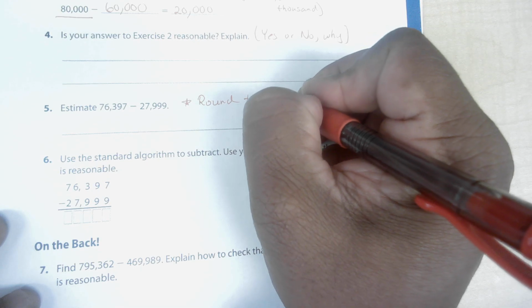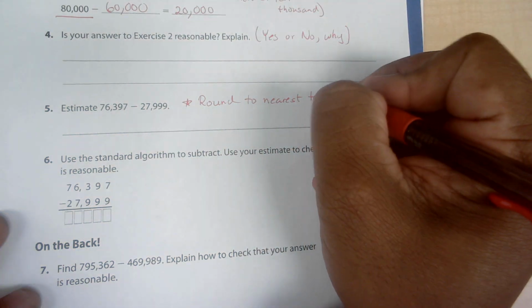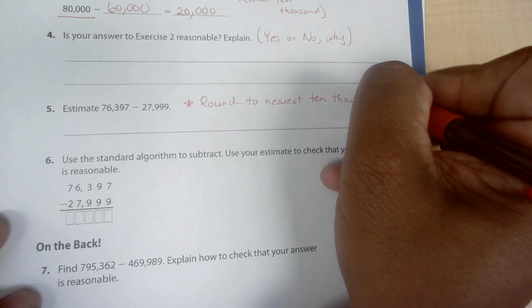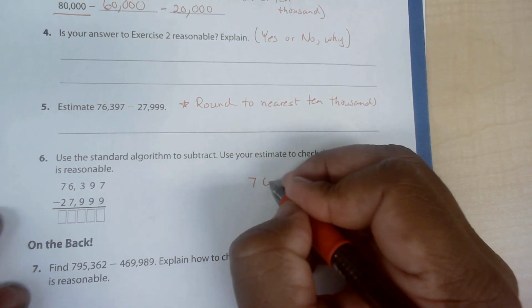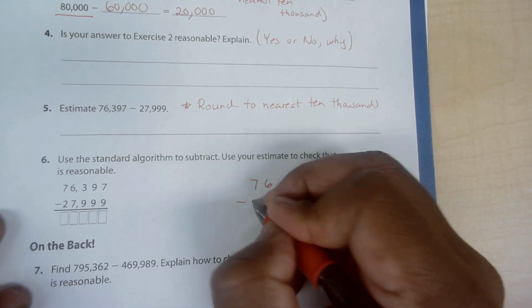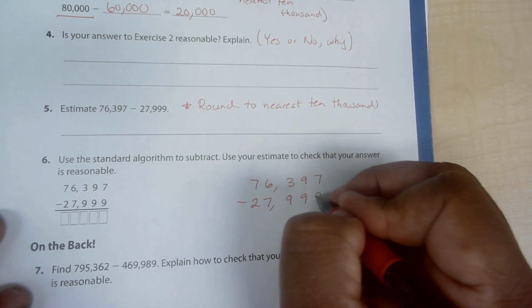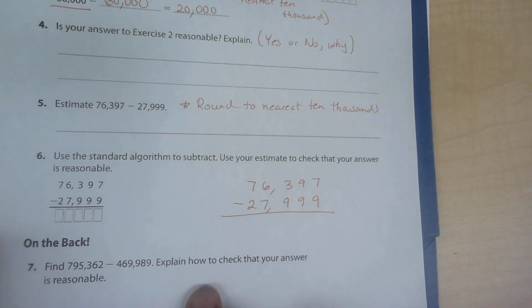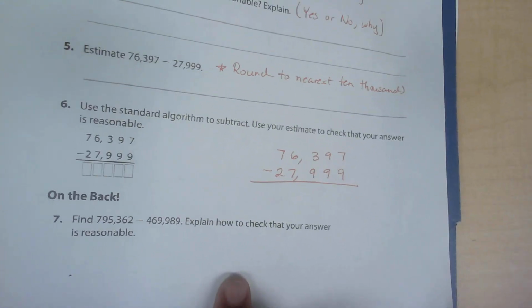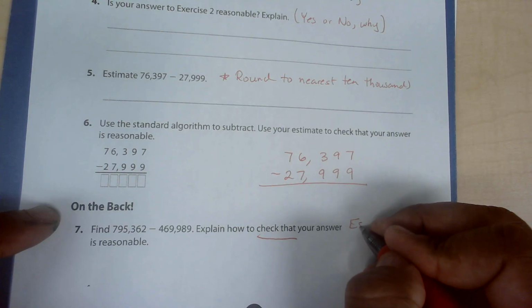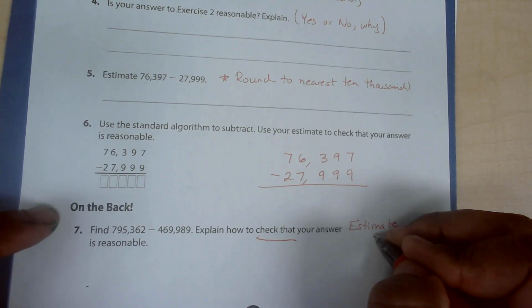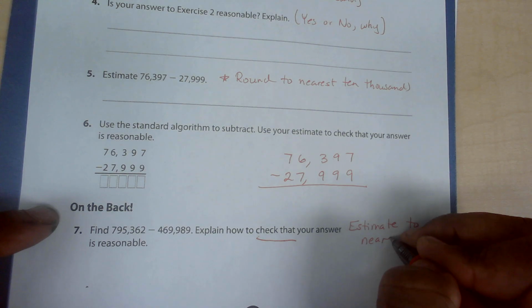Don't forget, you're going to round to the nearest 10,000. Then you subtract using the standard algorithm. If you don't like it like this, sometimes it's better to rewrite it, especially if you need more space, if you don't like the boxes. And then number 7, find this answer and explain how to check. Well, you can check by estimating. Estimate to the nearest 100,000.